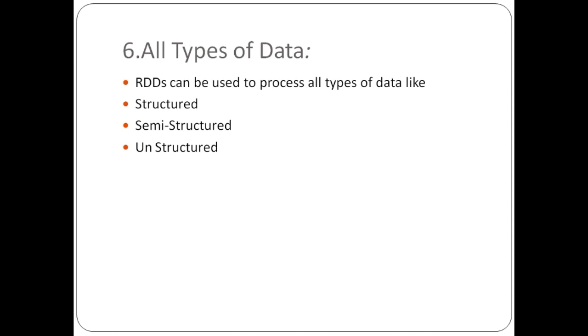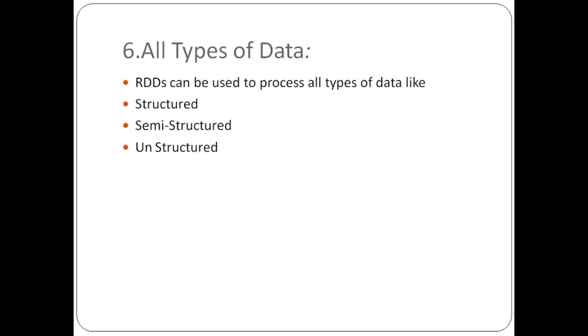So the sixth feature is, using RDDs, we can process all types of data: structured, semi-structured, and unstructured. Structured data means CSV files, TSV files, all these things. Semi-structured means JSON, this kind of files. Unstructured means text files, any kind of data. We have APIs, so we can process any type of data using RDDs. This is the sixth point.